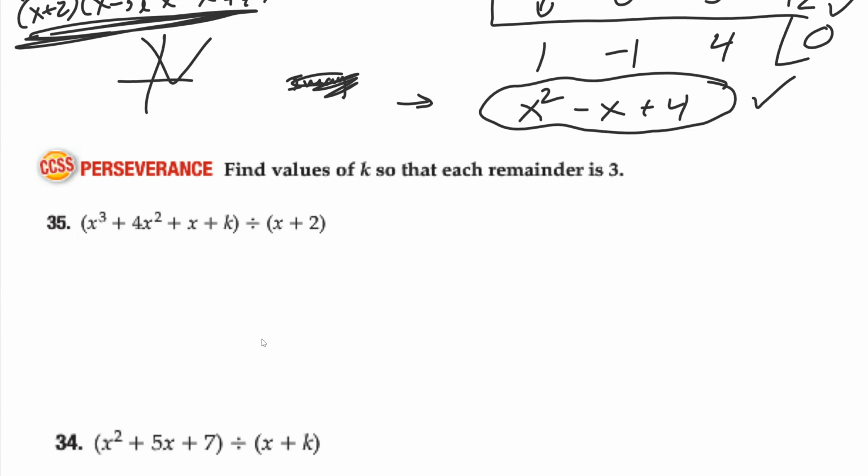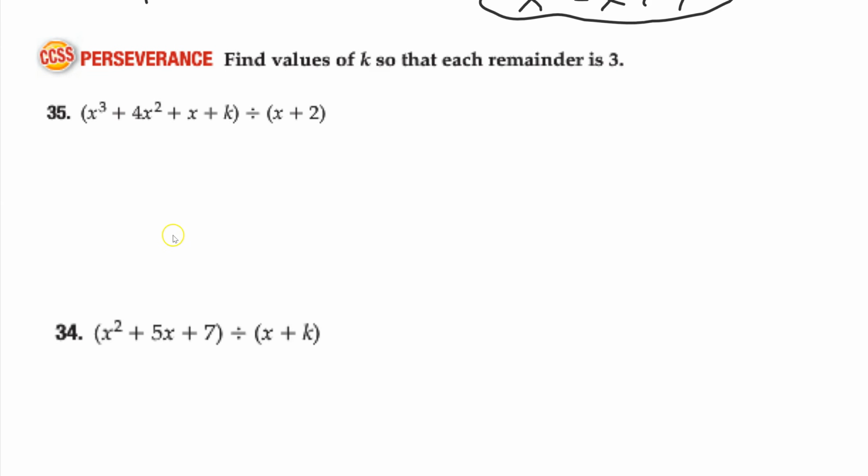Okay, almost done. Look, this one's fun. Look at what this problem wants us to do. Find the values of k so that each remainder is 3. So we're saying when I divide this by that, the remainder is 3. So how do we do this?